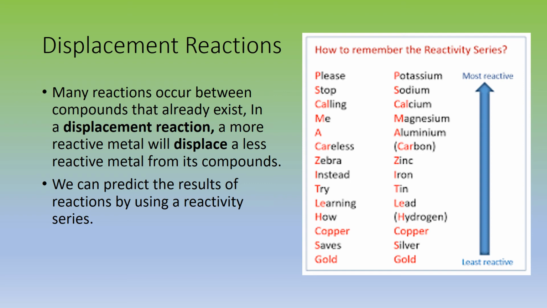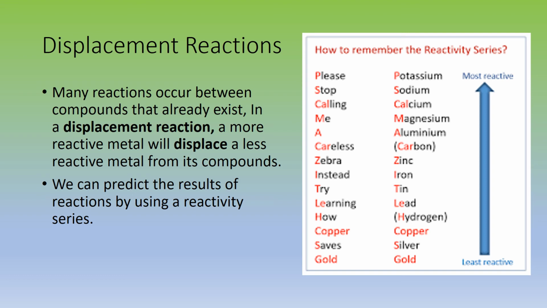If we use something like a reactivity series, so that diagram on the right just over there, we can actually predict the products of a reaction or a displacement reaction. Now, there's a long list there of different elements. The more reactive it is, the higher up the list it is. So for example, potassium is our most reactive metal on that series. Gold is right at the bottom there. We also have two non-metals in there, so carbon and hydrogen.